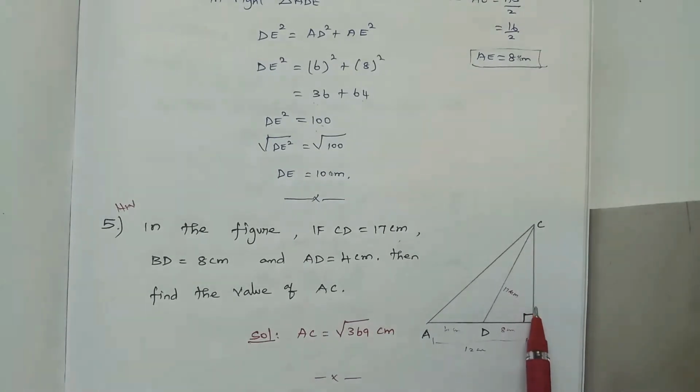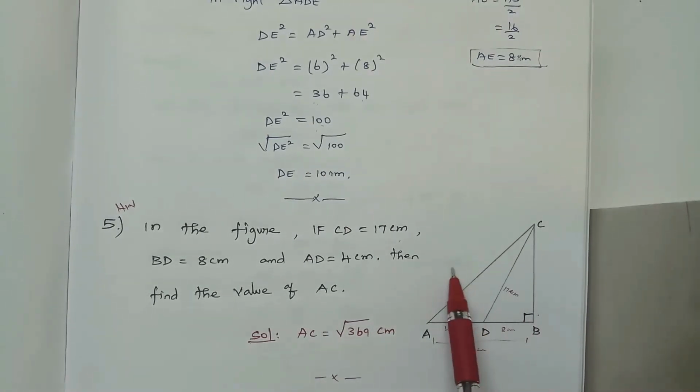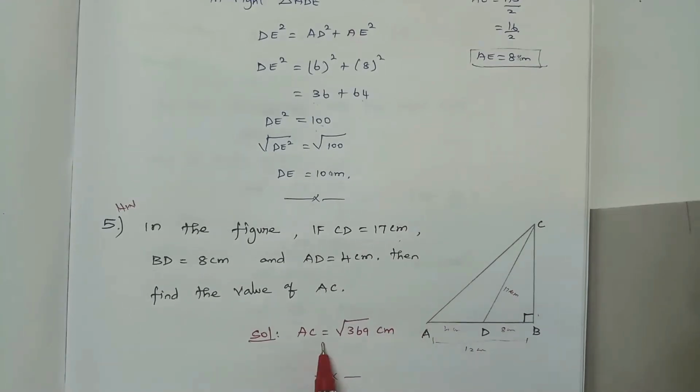Once you find BC, and you already know AB, with the help of these two values we are going to find AC. AC is square root of 369 centimeter. You can take it as homework. Understood? Easy? Next is sum number 6.